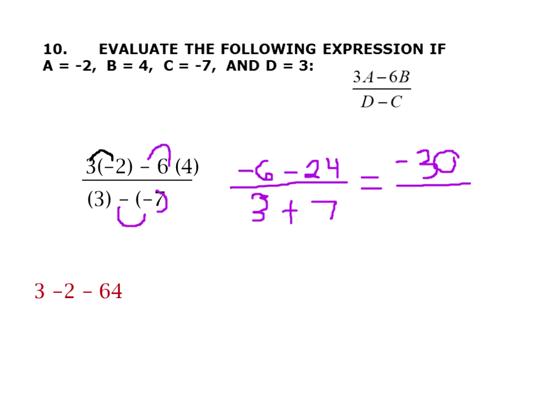And then a positive 3 and a positive 7 give us a positive 10, right? And what is negative 30 divided by a positive 10? That's right. So the answer is negative 3. So always remember, when you are replacing a letter with a number, you must always use parentheses. When a letter is next to a number, it does mean multiplication. So that's why we use those parentheses, to keep that multiplication in the problem still. Let's try another one.